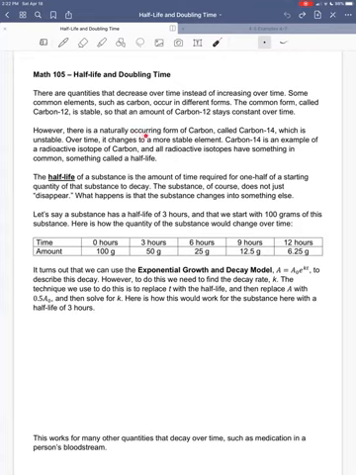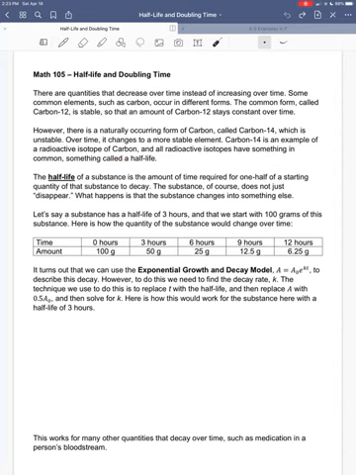However, there's a naturally occurring form of carbon called carbon-14, which is actually unstable. What that means is, over time, it changes to a more stable element. Carbon-14 is an example of a radioactive isotope of carbon, and all radioactive isotopes, not just carbon-14, have something in common, something called a half-life.